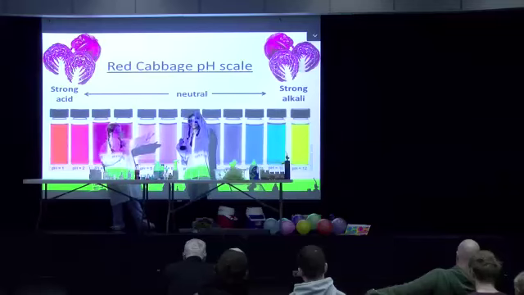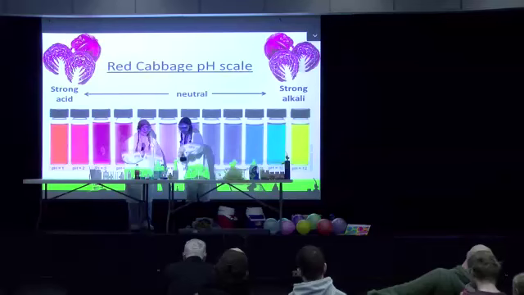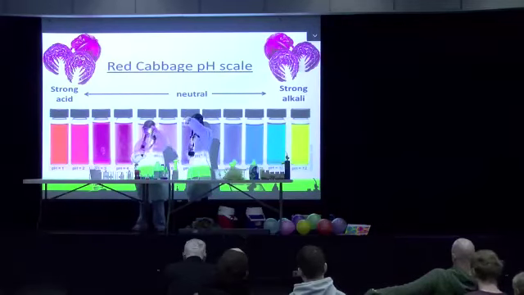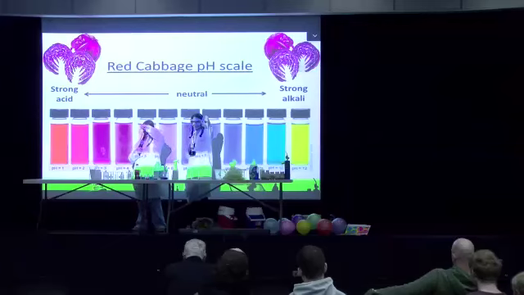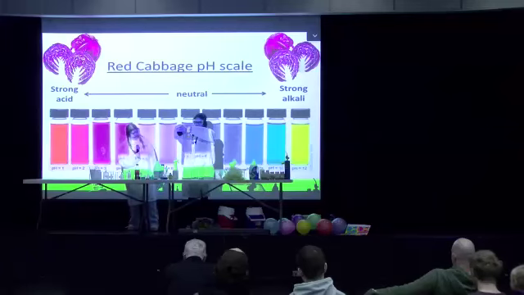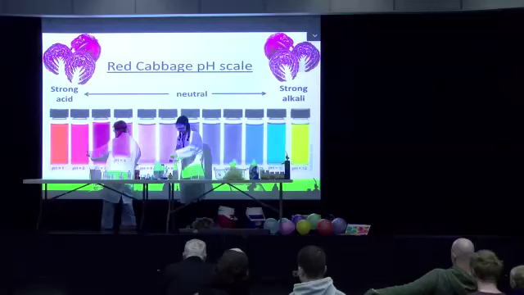We have a bluish purple. So about 6. Okay, our next one, lemon juice. What do we think? Basic or acidic? Acidic? Okay, let's see. And we have a pinkish color, about 2.